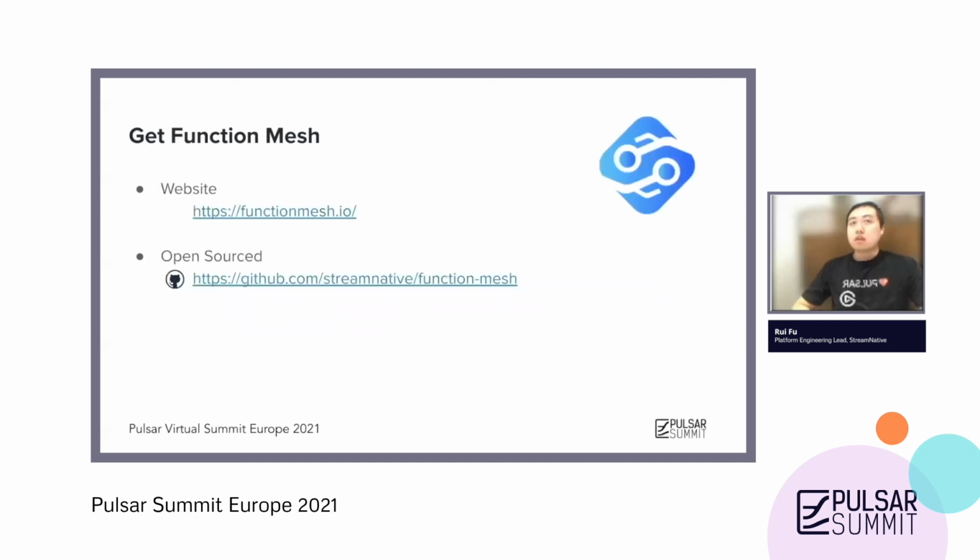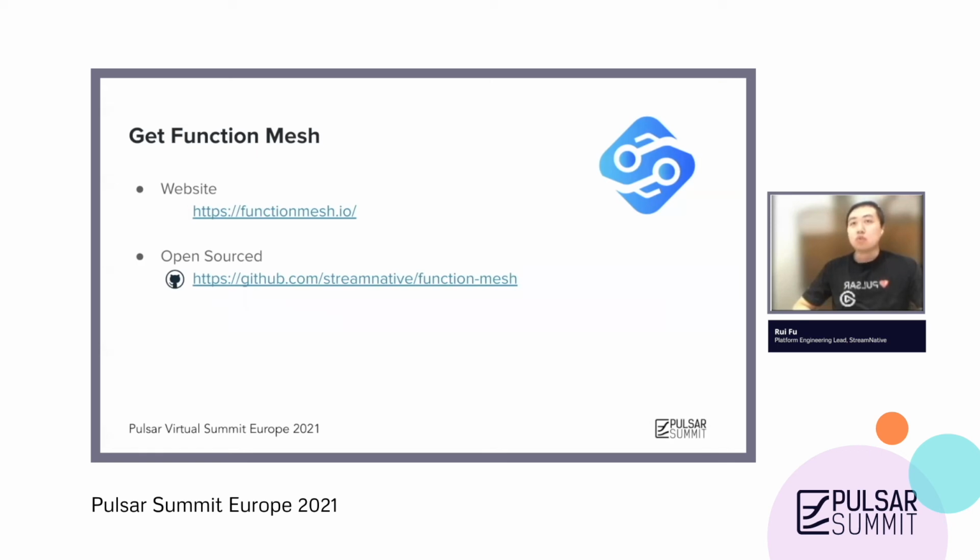If you are interested in Function Mesh or want to get involved, you can come to our website, which is functionmesh.io, for detailed docs and examples. We have also open-sourced Function Mesh on GitHub, at streamnative/function-mesh, and you are welcome to star, fork, or post issues and PRs.